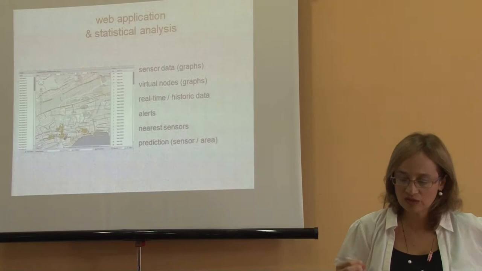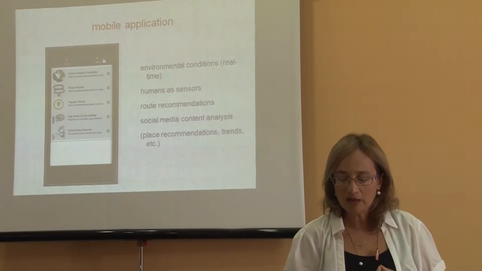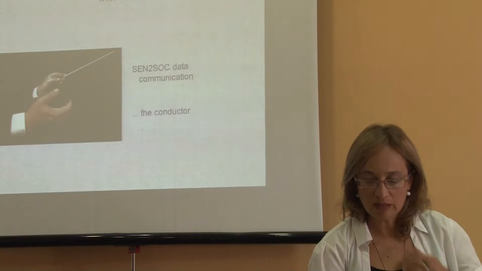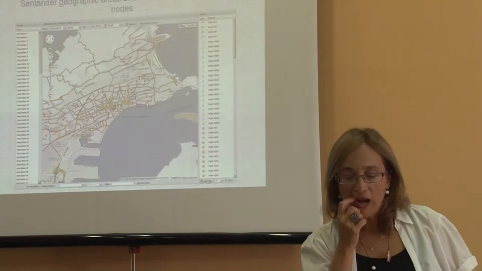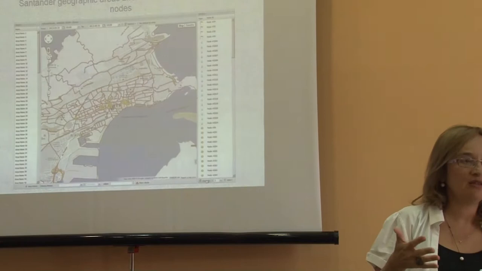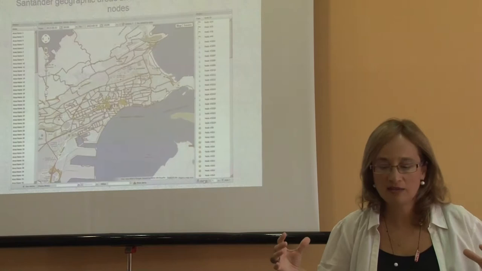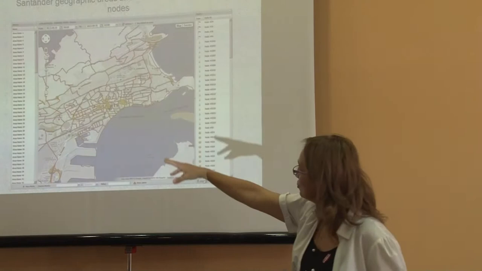And the mobile application has these five options. You will see those better in the demo. We have the environmental conditions, the human sensing, the route recommendations, social media content analysis, and the recommendations, as you will see. And of course, the conductor, the orchestrator, as I said, is the interface component on the back end. Now, before starting the videos that will explain better the applications, let me just briefly explain what we will see in the demo. As I said, on the basis of the geographic areas we had, we got the Santander map. And of course, we have, as you can see here, the areas on the one side and the sensors on the other side. The nodes, each sensor on the other side.